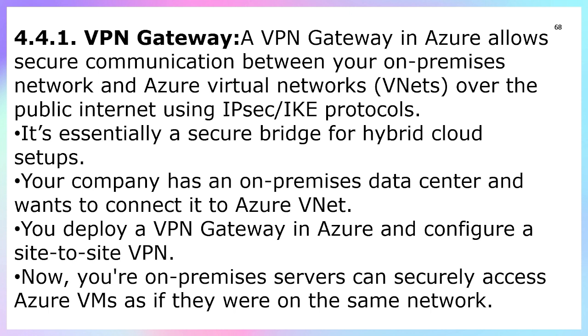Your company has an on-prem data center and wants to connect to its Azure VNet. You deploy a VNet gateway in Azure and configure a site-to-site virtual network. Now your on-prem server can securely access Azure VMs as if they were on the same network.